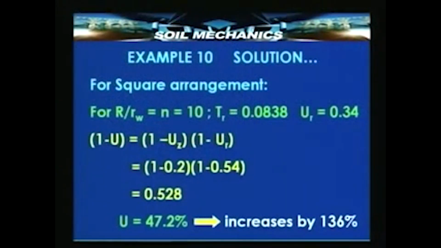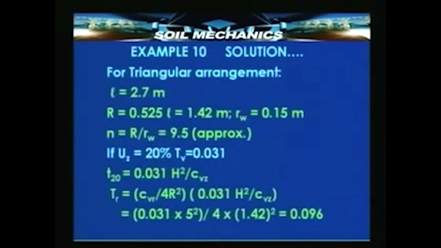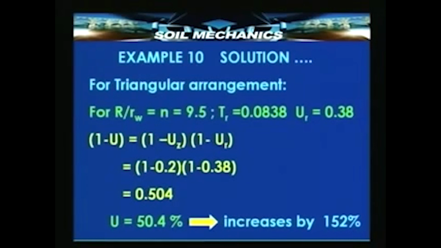Just take a look at the previous slide once again. With the square arrangement we were getting 136% improvement, and with the triangular arrangement we get 152% improvement. So, that is the advantage of the pattern of arrangement of the sand drains. The triangular arrangement makes the drains a little closer and the zone of influence covered is more per sand drain, and therefore we get a better improved consolidation performance with sand drains.